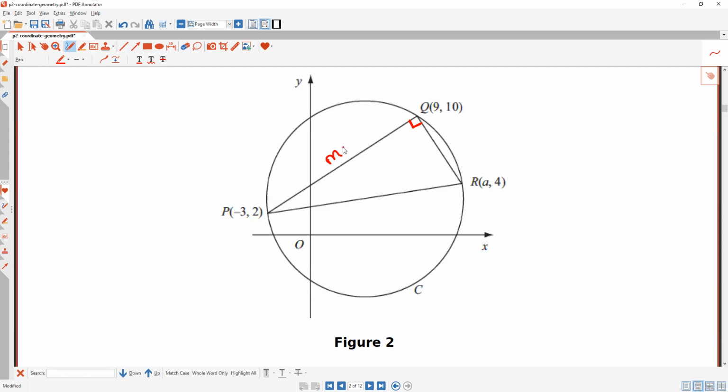You need to find the gradient of this. You need to find the gradient of this as well. Once you multiply both of their gradient, the answer should be -1. There is your answer right there. Now let me show you how it is done. Let me find gradient M1.